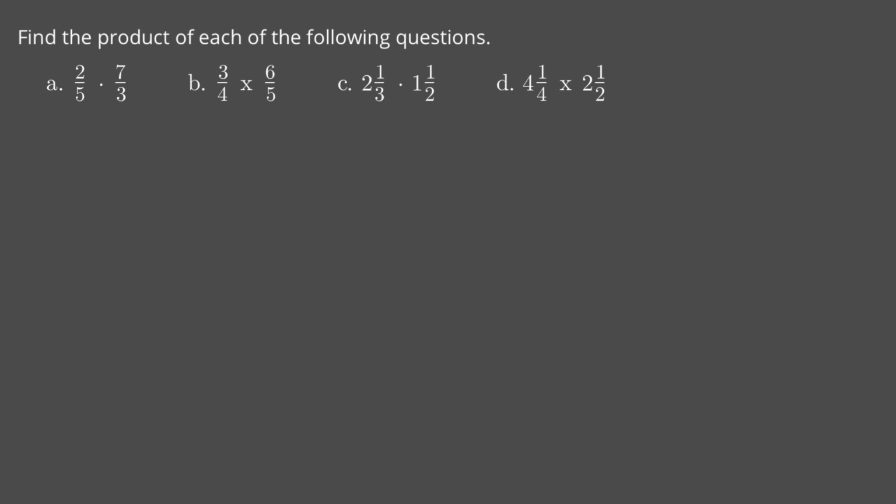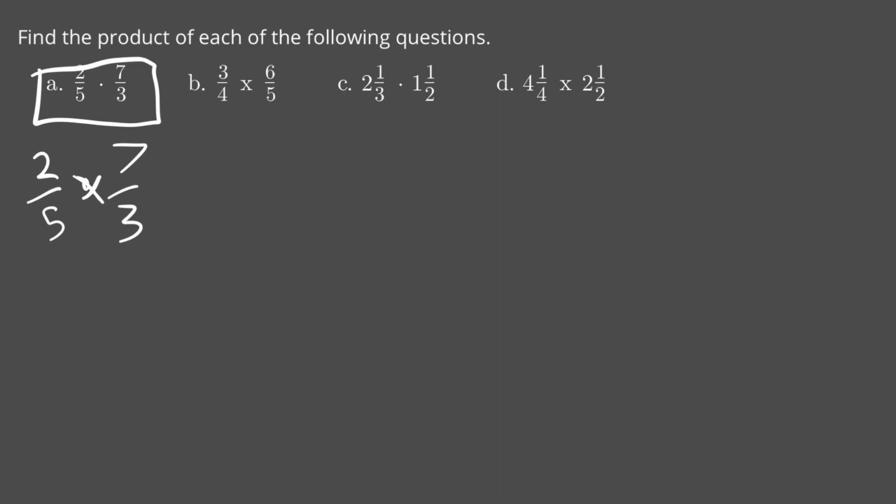With part A, we have 2 over 5 times 7 over 3. The multiplication symbol can be represented by either a dot or an X. I'll rewrite it as an X.